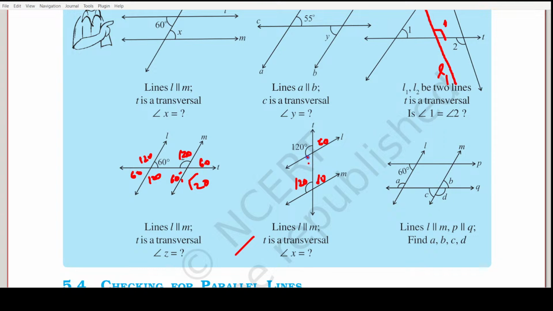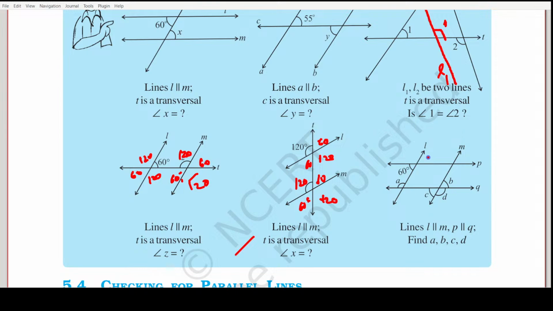This one should be 60. The total would be 180. This one would be 120. Right. What is this one? 60. This is 120. Agreed? Fantastic. Yeah. Now this 60 is given.